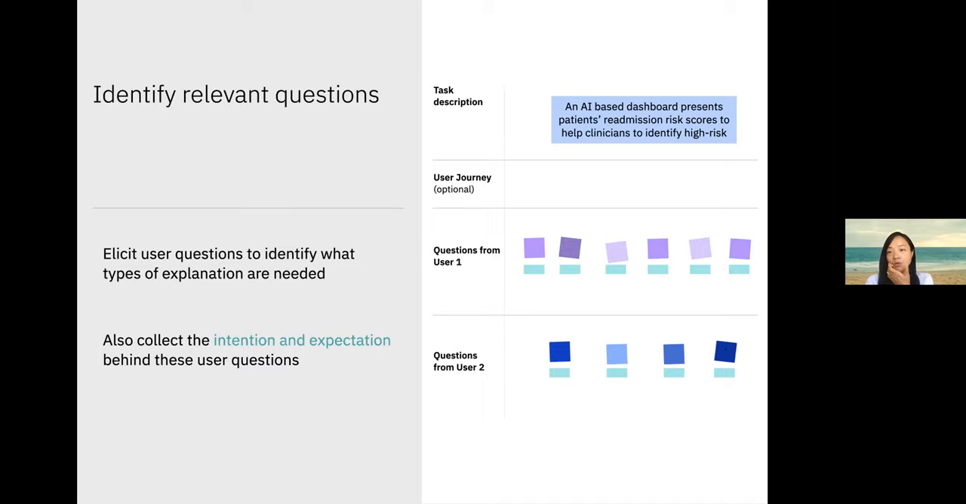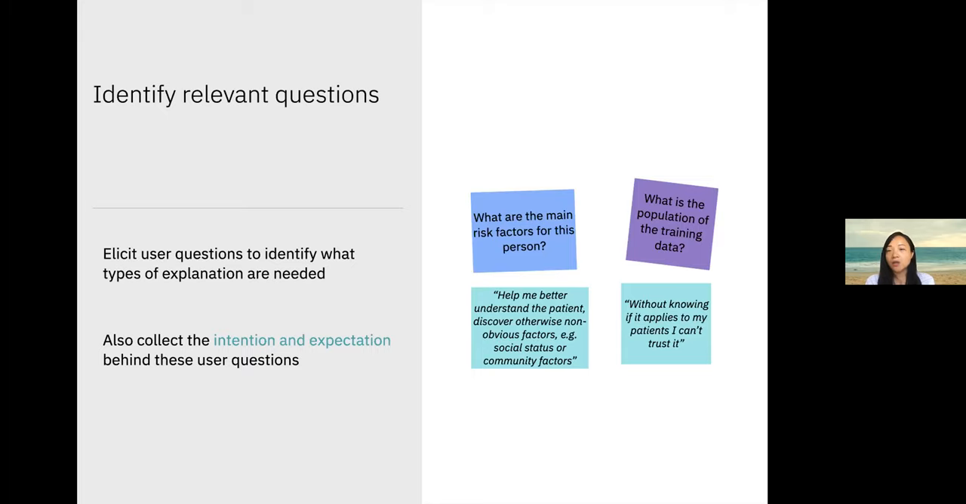For every doctor we interviewed, we also further probed on the intention and expectation around the question. Why did you ask that question? What would a good answer look like? What should a good answer do? For example, a doctor might ask, what are the main risk factors for this person? The reason he's asking this is because they want to better understand the patient and discover non-obvious factors about this patient. So you collect these two sets of data: the questions they have, and the intention and expectation around the questions.